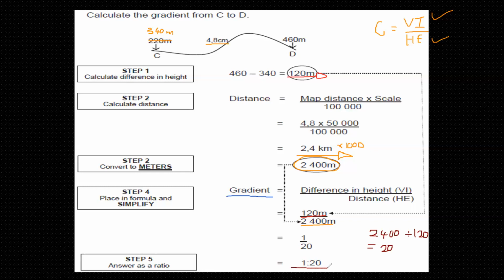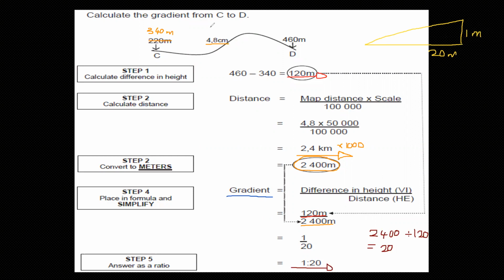But what does this mean? If we say that your gradient is 1:20, what does that really mean in real life? What it means in real life is that every 20 meters that you are going to walk on the Earth's surface, you are going to rise up 1 meter in height. Okay, so for every 20 meters that you walk, you will get higher in elevation by 1 meter. So that is not too steep at all.